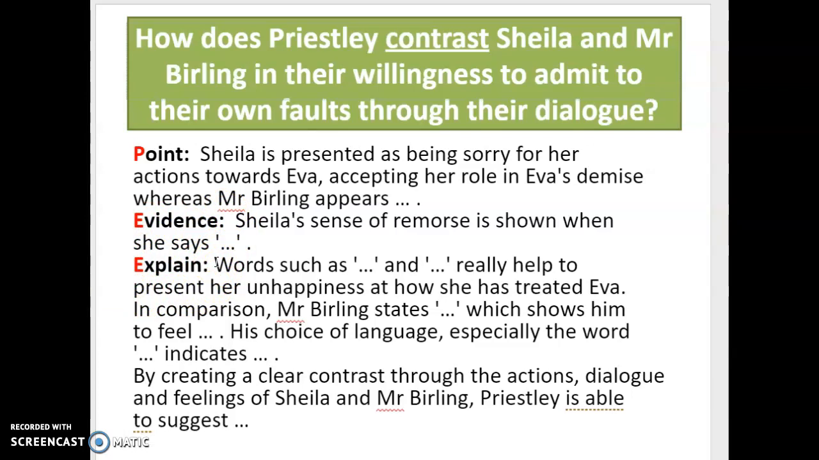Now, as you can see, this explain portion of the paragraph is a lot larger. So most of your paragraph, the bulk of your paragraph, should be explaining and analysing the evidence that you've put down by zooming in on language choices and word choices and techniques, etc. So I would like you to give this a go. So if you can pause the clip again for me, please, and write that paragraph.